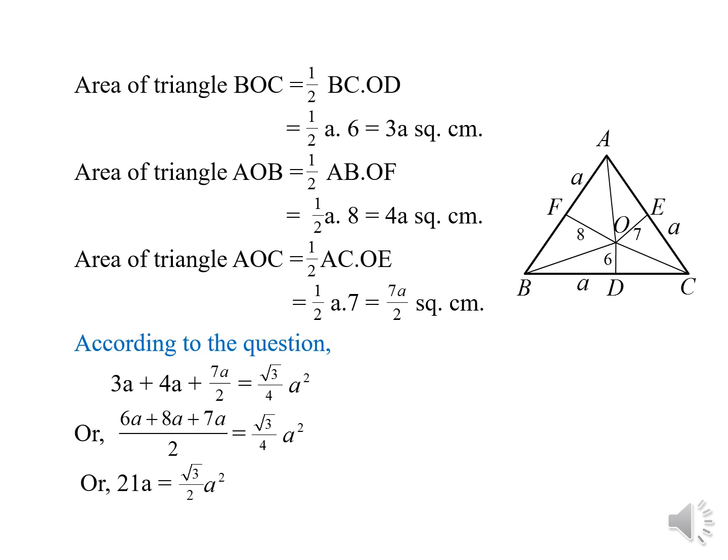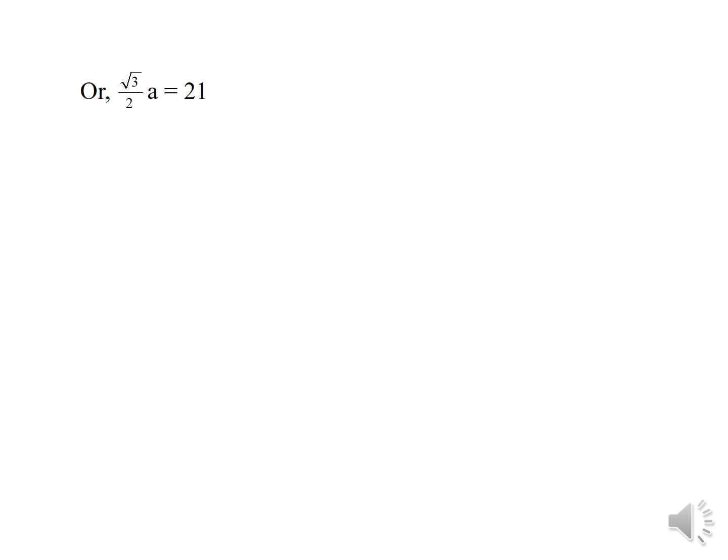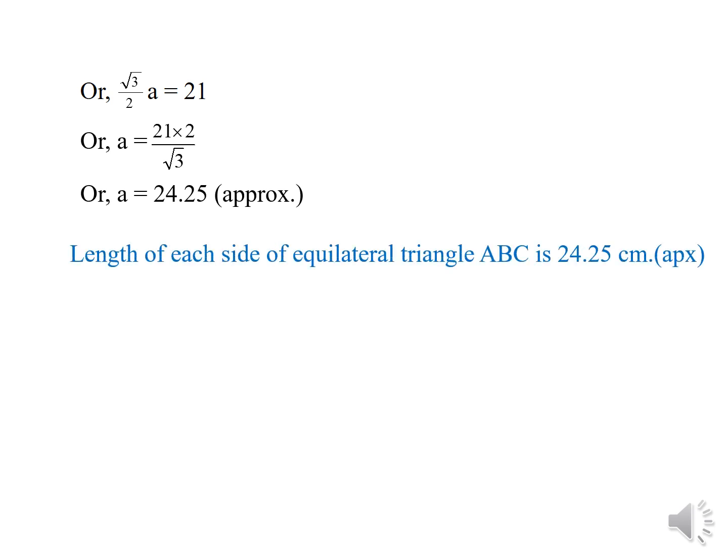That means by adding we get 21a, and here 2 is cancelled. So at the right side we get root 3 by 2 a square. Now a is cancelled from both sides. Then we get root 3 by 2 a is equal to 21. That is a is equal to 21 into 2 divided by root 3. Then by calculating from here we get the value of a is 24.25 approximately. That is the length of each side of equilateral triangle ABC.